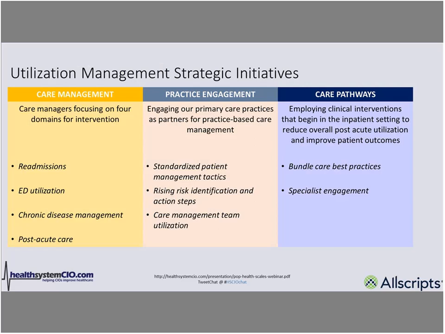So within our organization, we have a number of strategic initiatives associated with our care management. So if you'll see, we have care management, practice engagement, and care pathways. And so we're trying to build out strategy, we call them strategies and tactics, for each of those initiatives to actually manage the population. So if you look at care management, you're going to see 4 areas that we focus on, and those should not be surprising to anybody on the phone. Those are typical issues that you're challenged with in a population health management organization: readmissions, ED utilization, chronic disease management, and post-acute care.